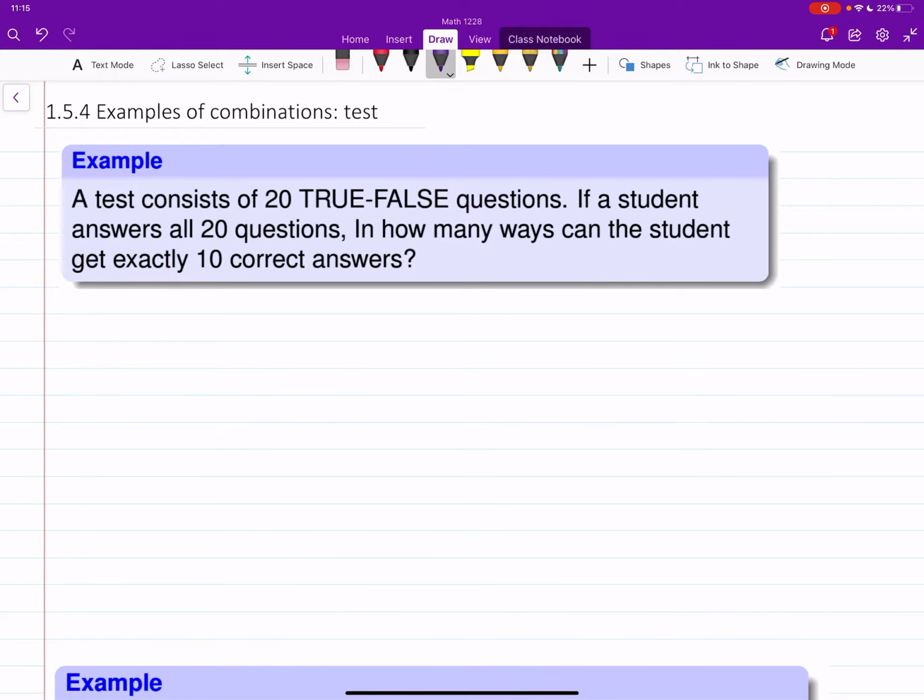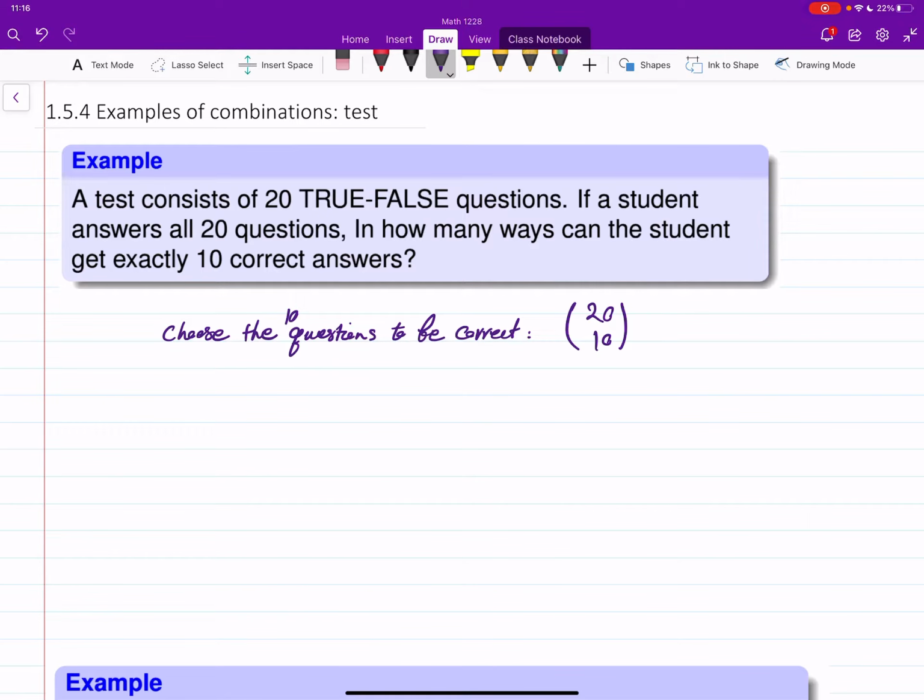So we have to first choose which questions must be correct, and as a result the rest will be incorrect. So first choose the 10 questions to be correct ones. Yeah, so in how many ways can you do this? There are 20 in total. We choose then 10 of them.